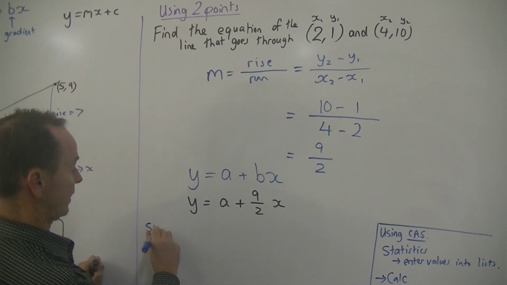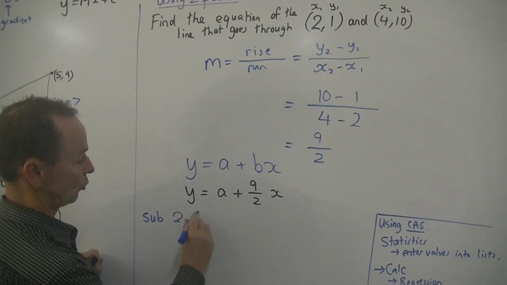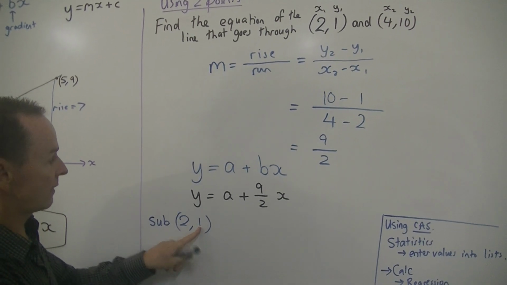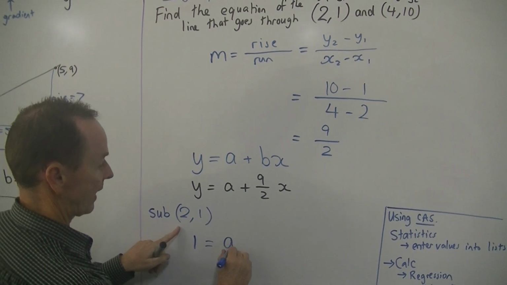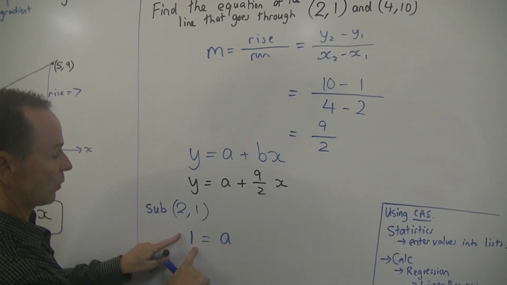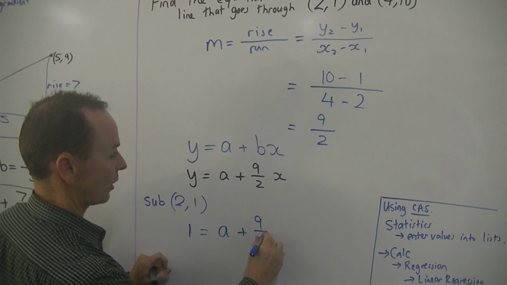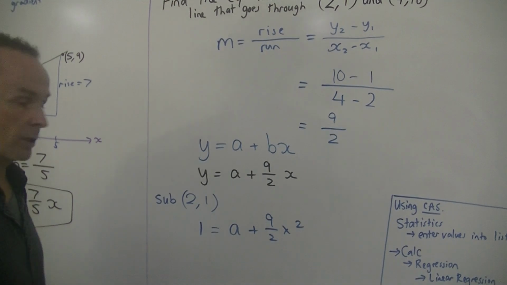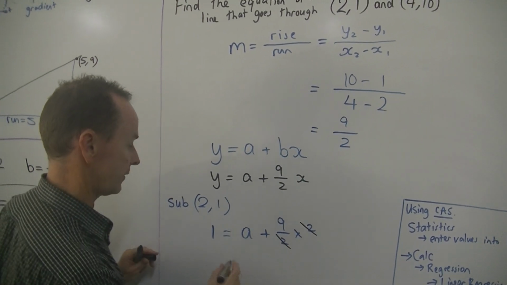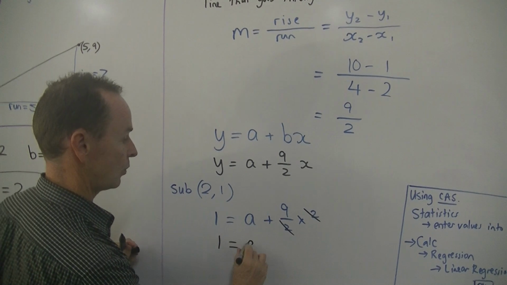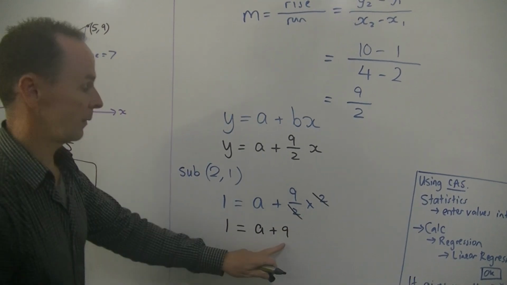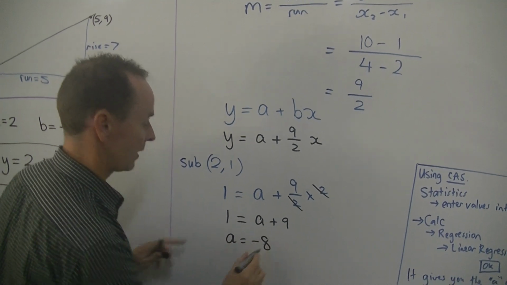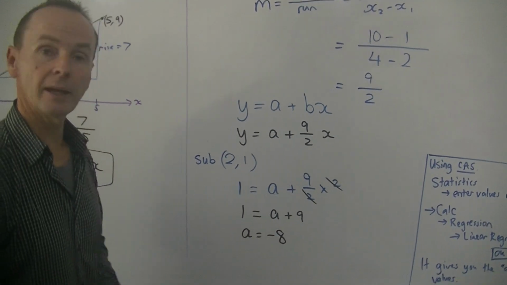So I'm going to write down my workings out. I'm going to substitute the point (2, 1) into this equation. Remember, 2 is the x value and 1 is the y value. So y equals 1, so 1 equals a plus 9 over 2 times x, which is 2. And fortunately for us, the 2's cancel, which is nice. So we've got the equation 1 equals a plus 9. Now we need to take away 9 from both sides, and we get a equals negative 8, because 1 minus 9 is minus 8.